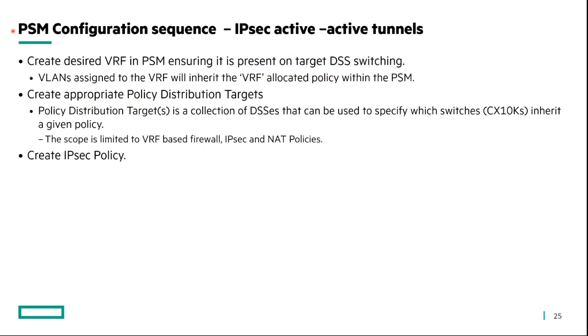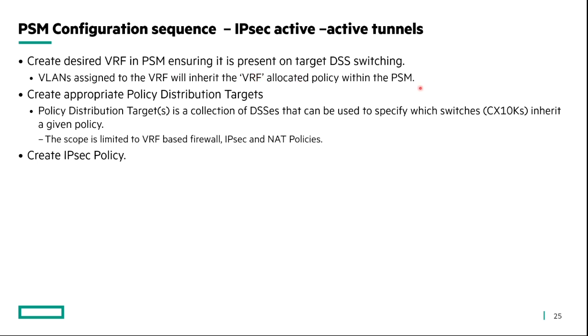Moving on to the PSM configuration for active tunnels. First step is to create the desired VRF in the PSM and ensure it is present on the target DSS switching. Now, the interesting point about this process is that the VLANs that are assigned to the VRF on the switches will inherit the VRF allocated policy.